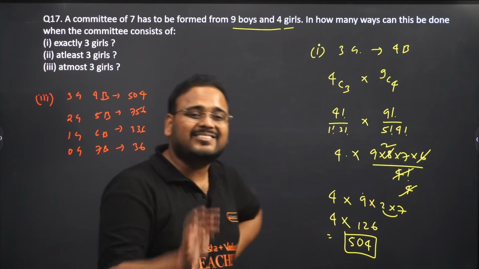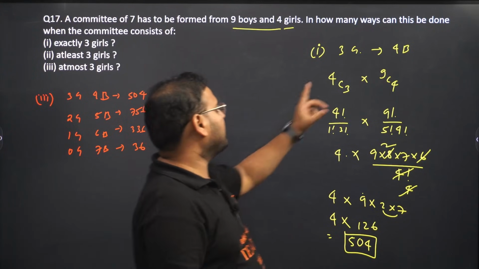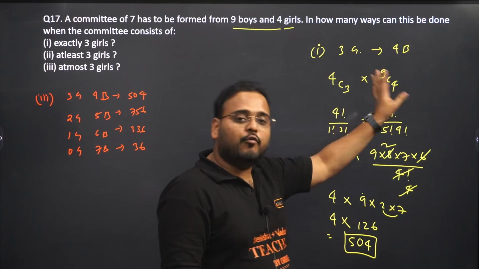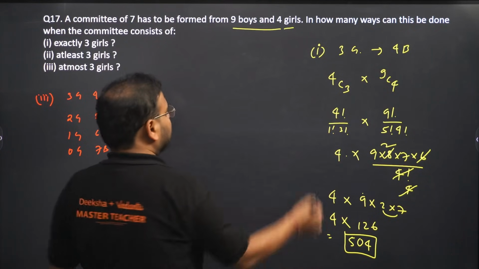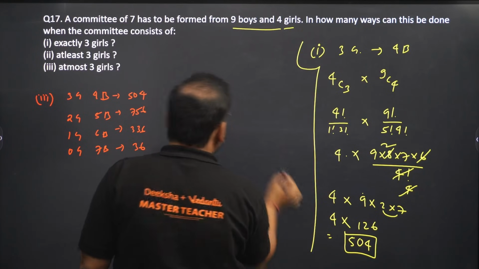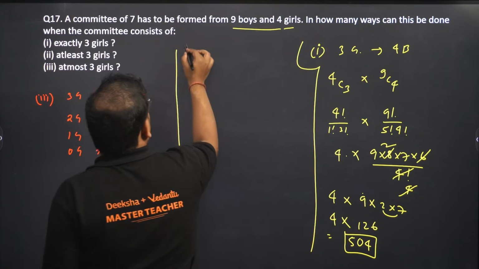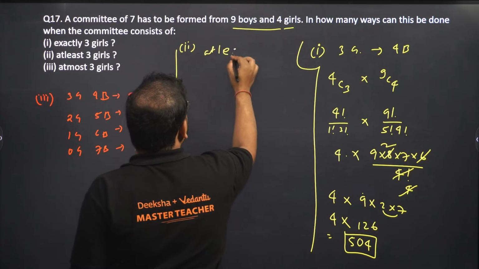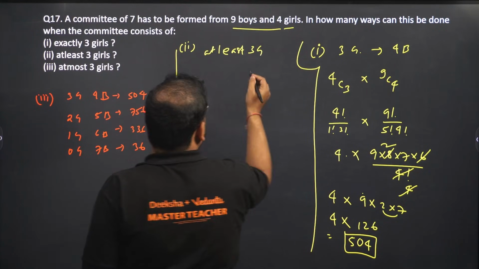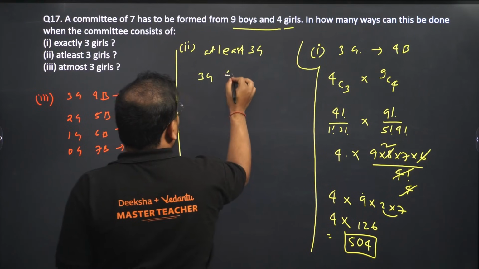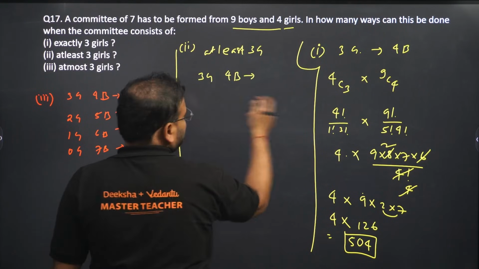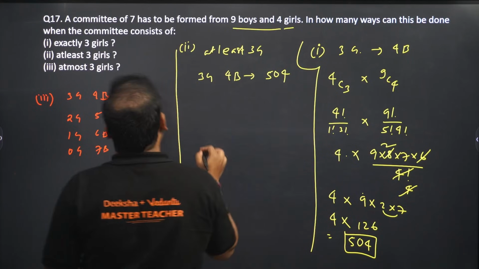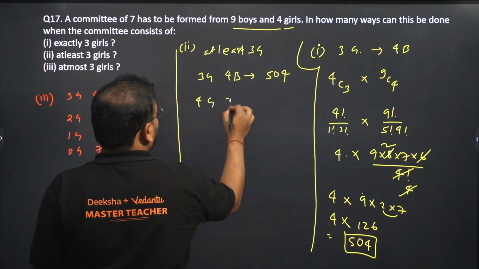When I pick exactly 3 girls, then I have to pick 3 out of 4. Total 4 girls are there, 3 out of 4, and this is 4 remaining boys from the 9 boys in total. Second case is when you pick at least 3 girls. When you pick 3 girls, means 3 girls, 4 boys. What is this? 3 girls, 4 boys is same as 504, and we have to pick what? 4 girls and 3 boys.